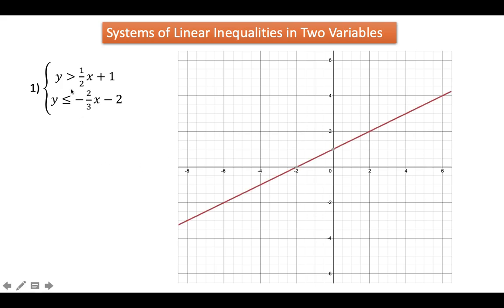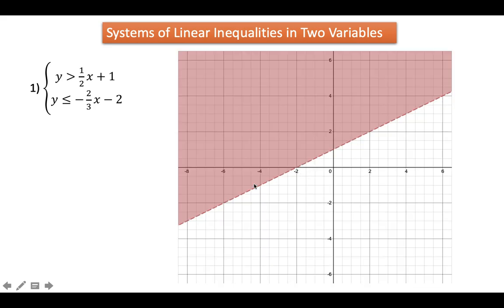Then since it is an inequality, the shaded region must be above the line because this is more than. And since it is more than, this is supposed to be a broken line. Okay, so it is a broken line and the shaded region is on top.